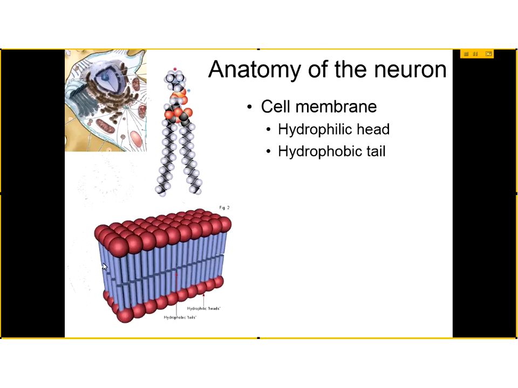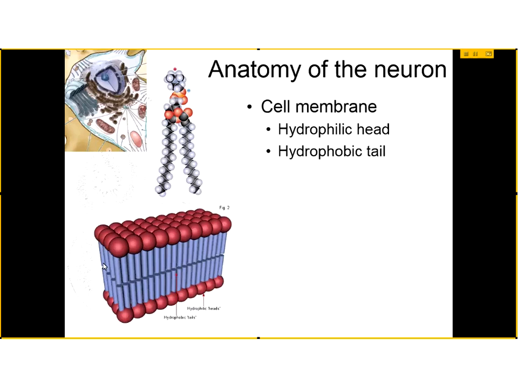So the cell membrane is the walls. It protects the neuron from different things there in the environment outside of that. It helps maintain a certain charge. It also helps to keep certain proteins within the neuron separate from proteins outside of the neuron.